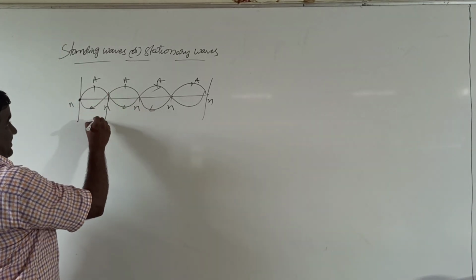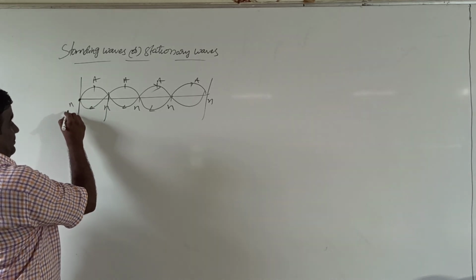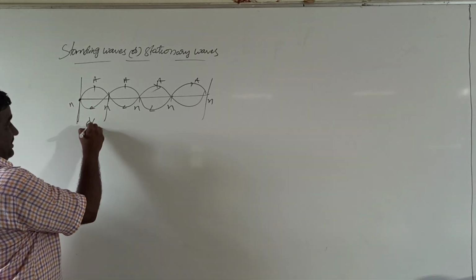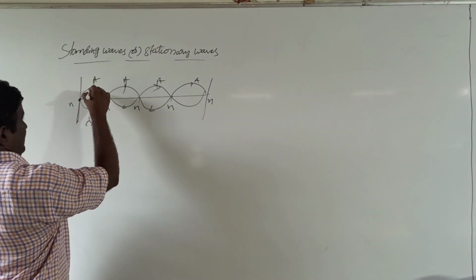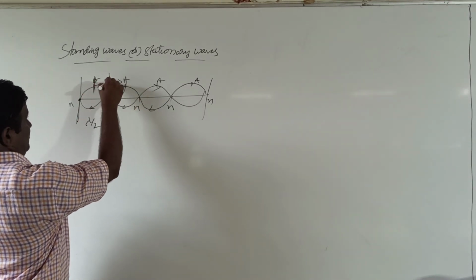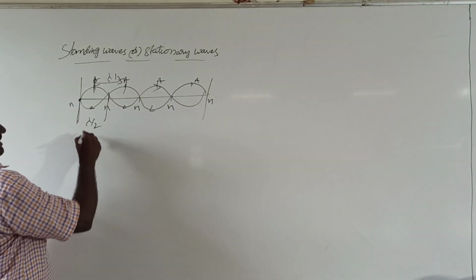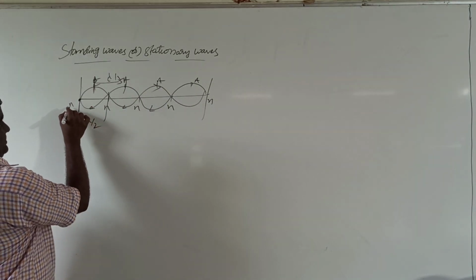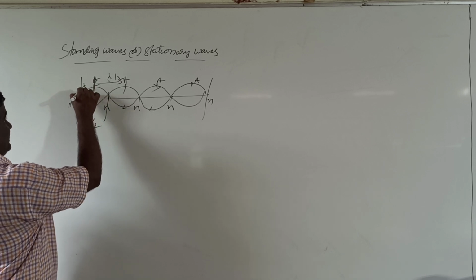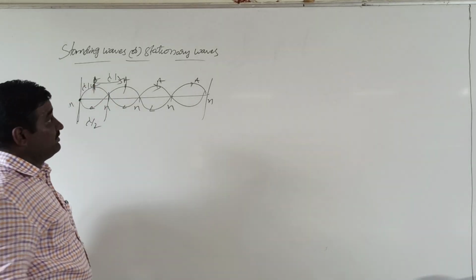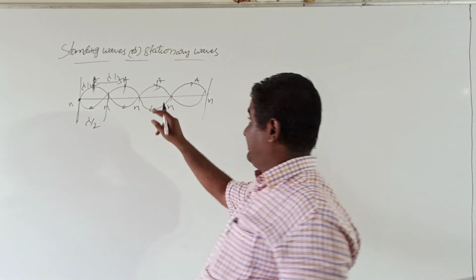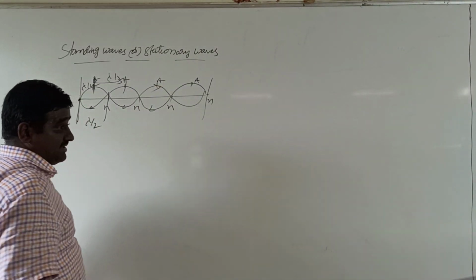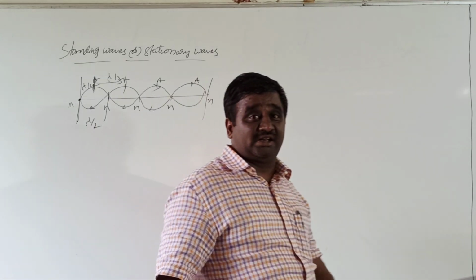In a stationary wave pattern, the distance between any two successive nodes is equal to lambda by 2, or the distance between any two successive antinodes is equal to lambda by 2, and the distance between a successive node and antinode becomes lambda by 4. So we discussed the formation of stationary waves or standing waves at rigid boundary and free boundary.